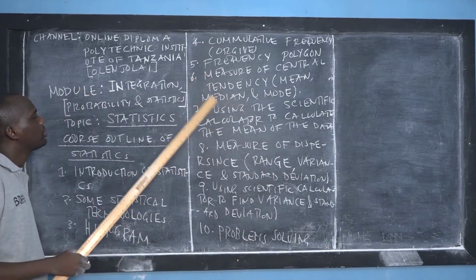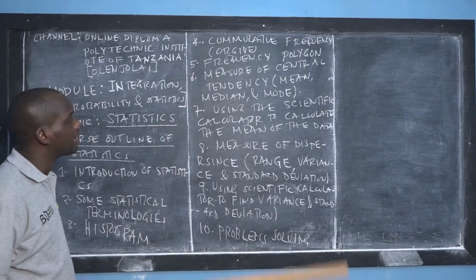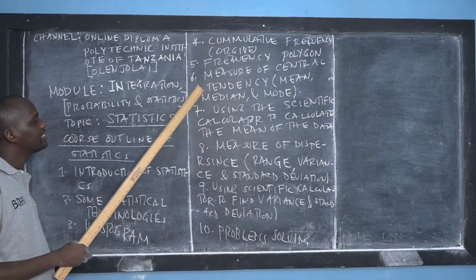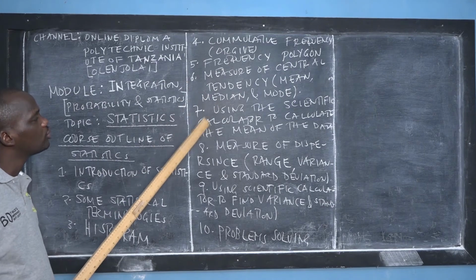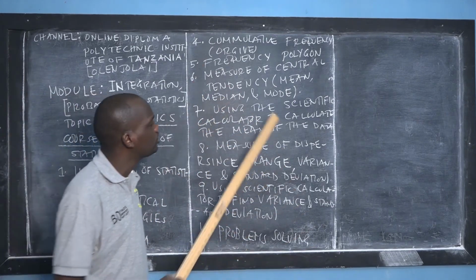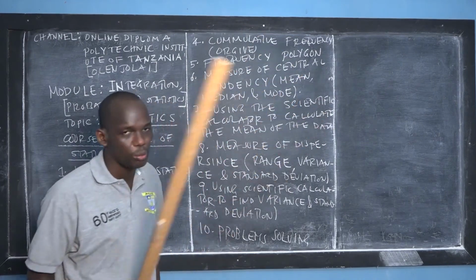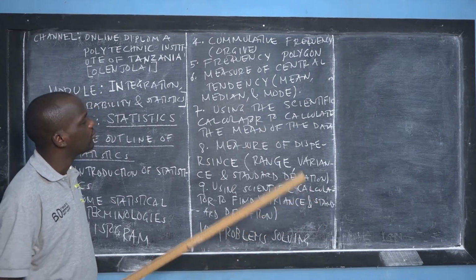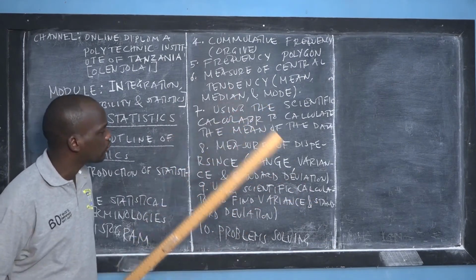Then the fifth subtopic is called frequency polygons. Still, it's a curve, and I'll be teaching you how to draw frequency polygons. And then the sixth subtopic is measure of central tendency: mean, median, and mode. I'll be teaching you the mean of grouped and ungrouped data, the median of grouped and ungrouped data, and the mode of grouped and ungrouped data.